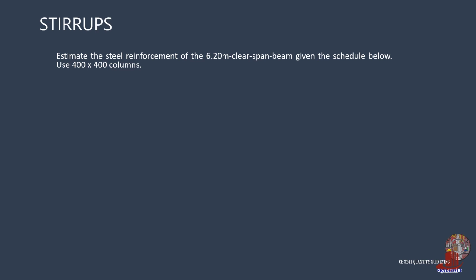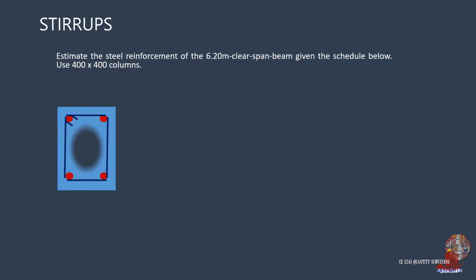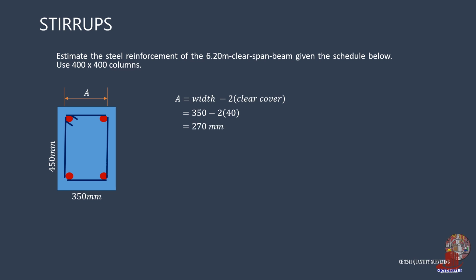For the stirrups, start with the length. The size of the beam is 350 by 450. Take out the clear cover in solving for the length of the stirrup. So for the width, tagged here as A, this is computed as the width less twice the clear concrete cover on both sides. That is 350 minus twice of 40, which is 270 mm.